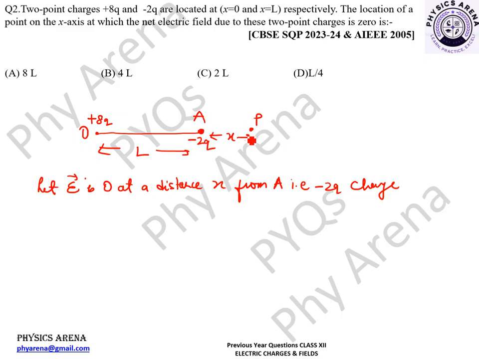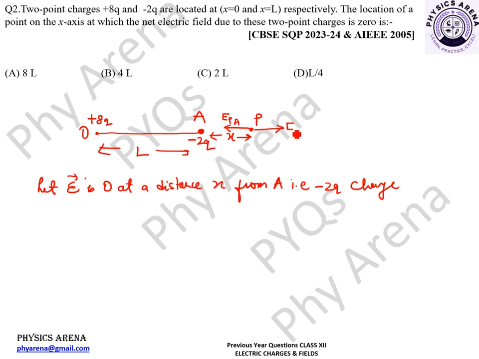So let me draw those fields. So electric field at point P due to minus 2q charge, it is towards the minus charge because electric field will always move towards the negative charge. So this is electric field at point P due to charge present at A, that is EPA. And electric field at point P due to the charge present at O, it will be in a direction towards the positive x-axis because due to a positive charge, the electric field will always be away from the positive charge.